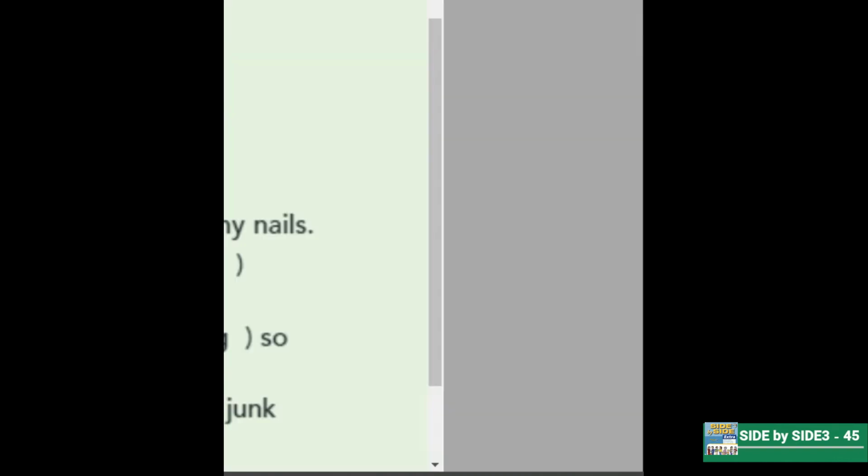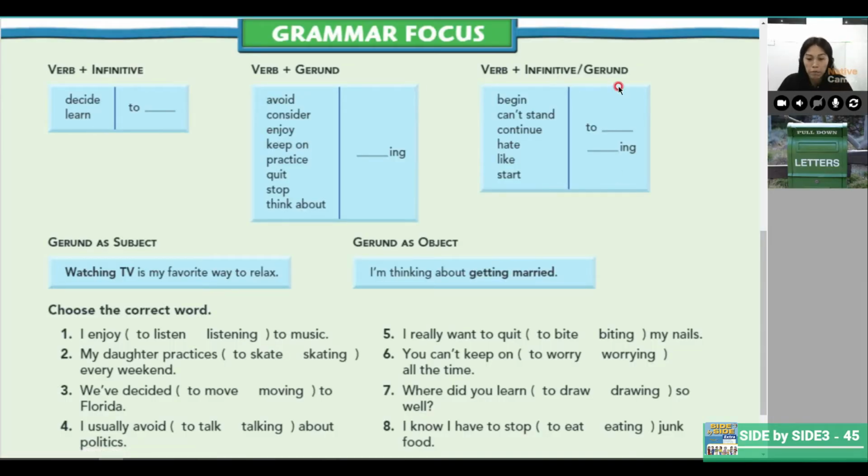Now let's have the third blue box, the review of verb plus infinitive or a gerund. Let's read the third blue box. Begin to or beginning. Can't stand to or can't stand -ing. Continue to, continuing. Hate to, hating. Like to, liking. Start to, starting. Very good. Now let's learn the grammar rules for this.